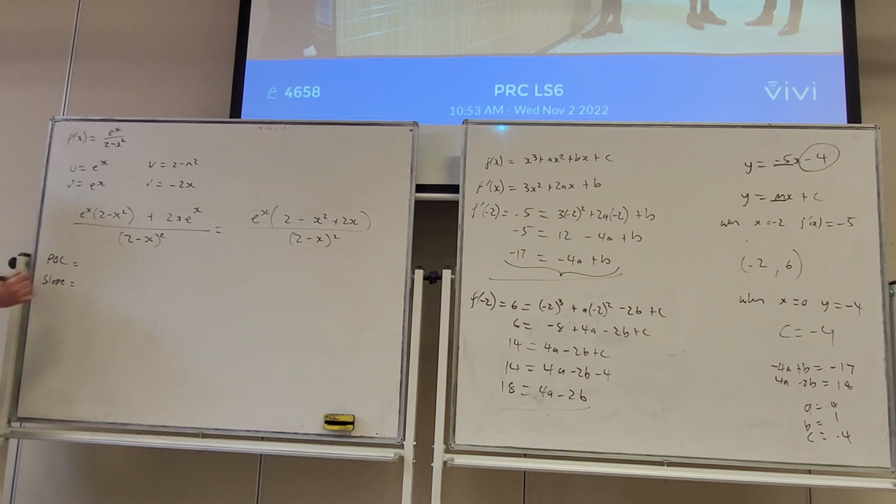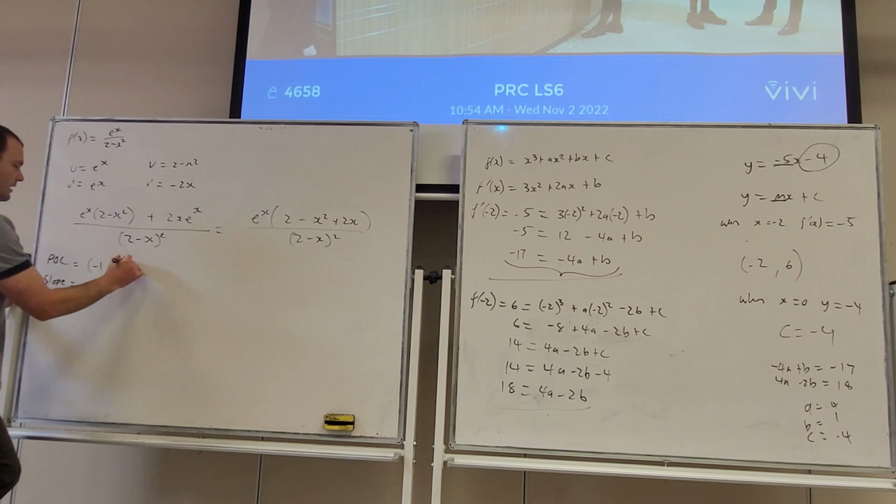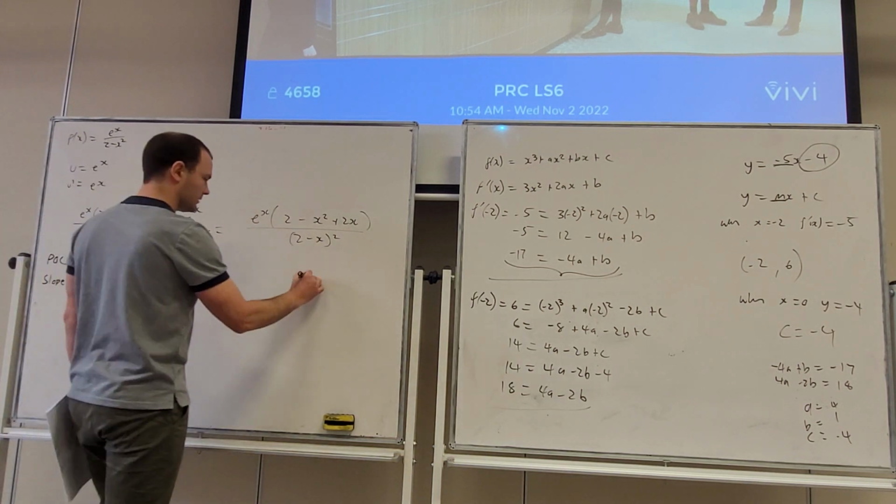Now, the point of contact is x is minus 1. We need the y value. Occasionally you're given the y value and need to find the x value. Here we're given the x value, and we want the corresponding y value. We substitute that into the original equation.